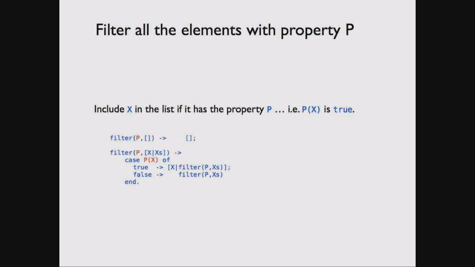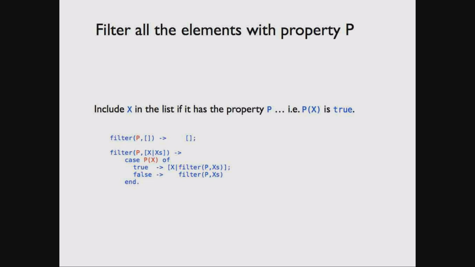In fact, it comes first, the argument P, the property, and then the second argument is a list again. Filtering the empty list gives us an empty list, but filtering the list x cons x's, we have a case switch according to whether or not P of x is true, in which case x is included in the result, or P of x is false, in which case it isn't. And in either case, we attach the x or not to the result of filtering the rest of the list, filtering the tail with P.